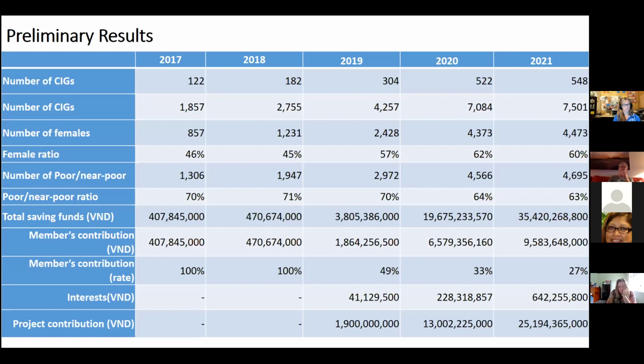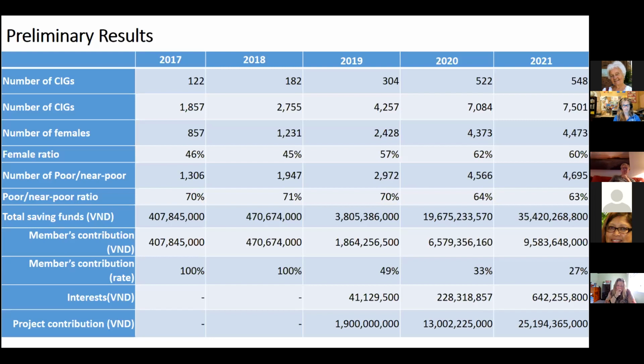Now we can see not only the contribution from the project, but also the savings from each member increased a lot, from about 400 million Vietnam dong, which is about 18,000 US dollars for the total saving fund, all of it money from the communities, in 2017. And now the total fund of the groups is already about 1 million US dollars. If we look at only the contribution from the members themselves, it's from 18,000 to 429,000.